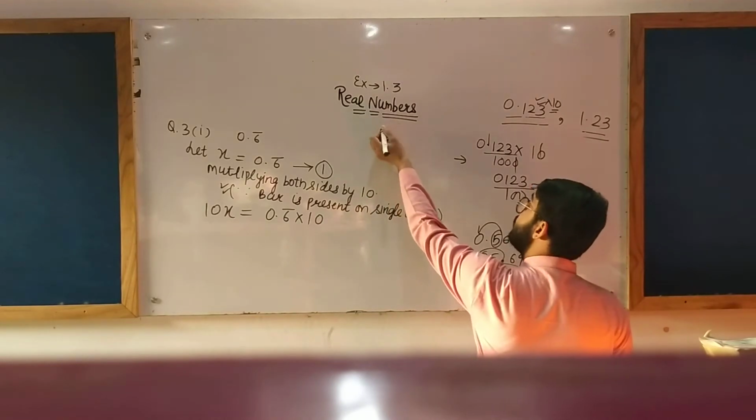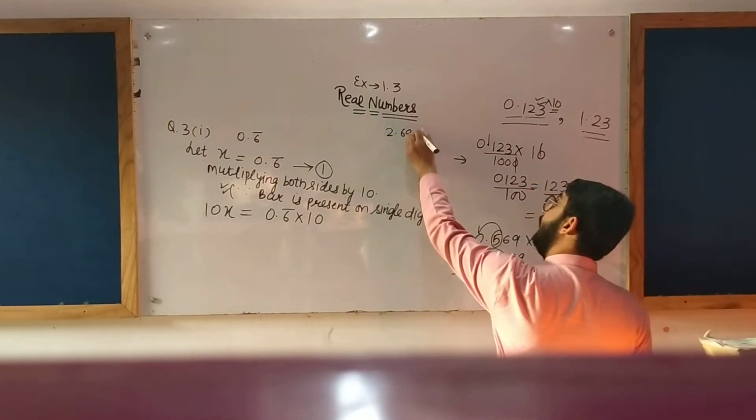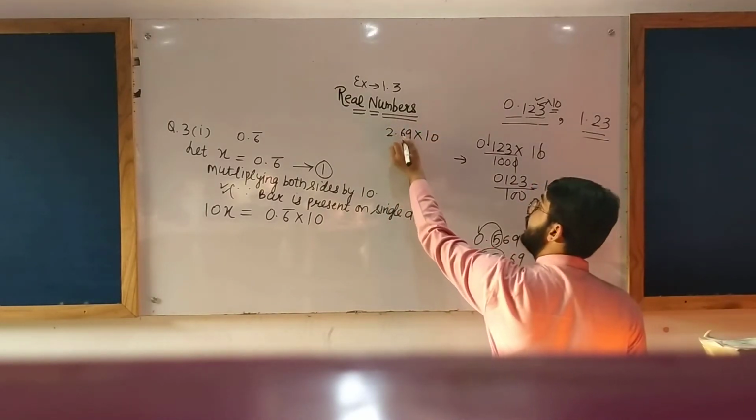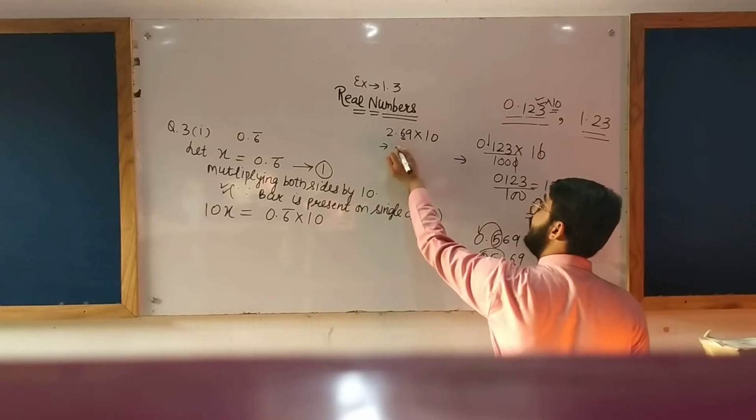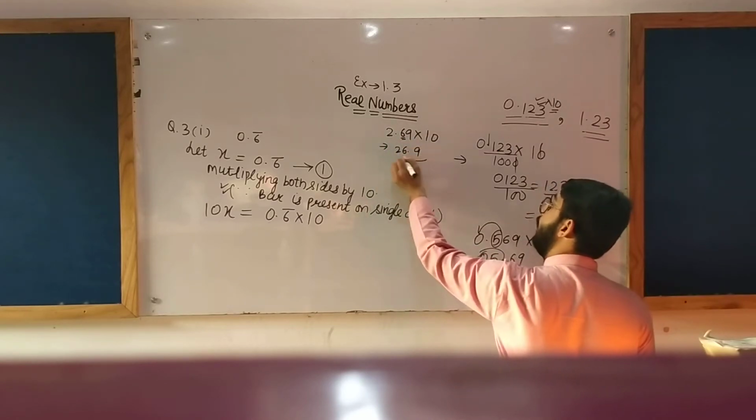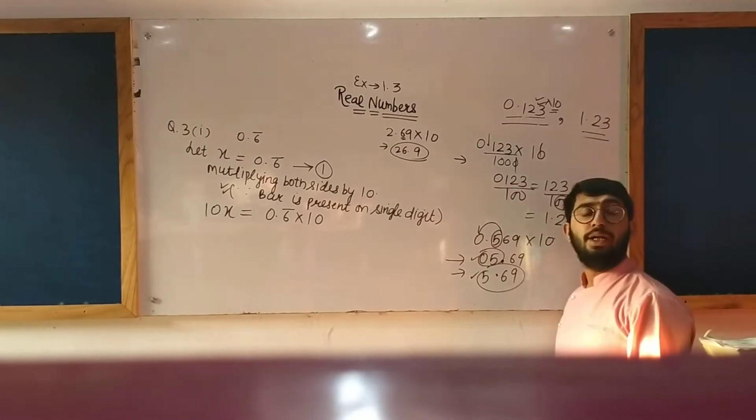Take another example. Suppose it is 2.69. If you multiply it by 10, then the digit after the decimal is what? 6. It will shift from right to left. It will be 26.9. Get your point?